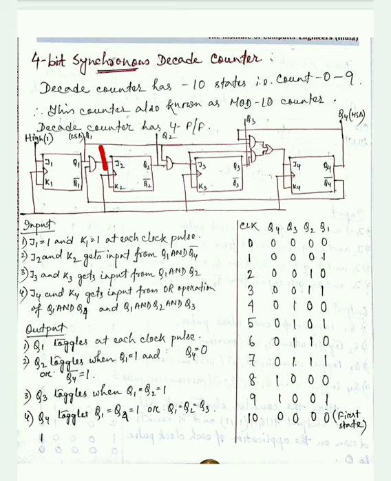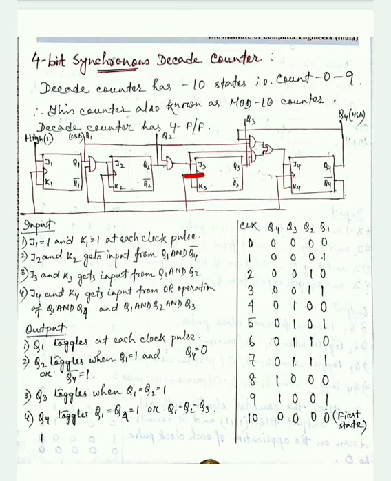In order to get this operation as 1, all its inputs must be 1. So its inputs are Q1 being 1 and Q4 complement being 1. Q4 complement is 1 means Q4 is 0. Then only J2 and K2 get value 1 and then only Q2 toggles. So this is the condition when Q2 toggles.